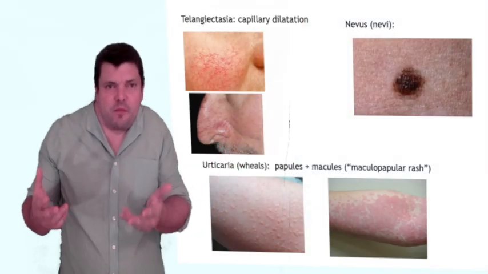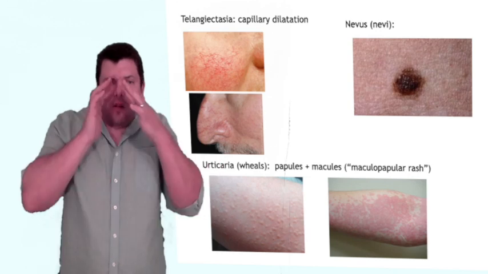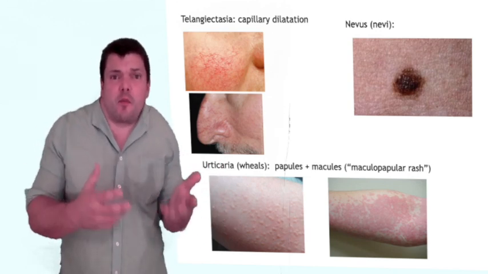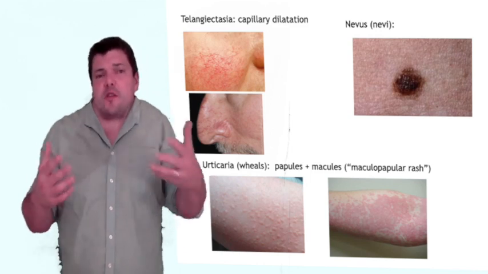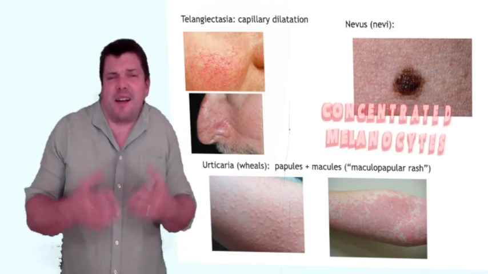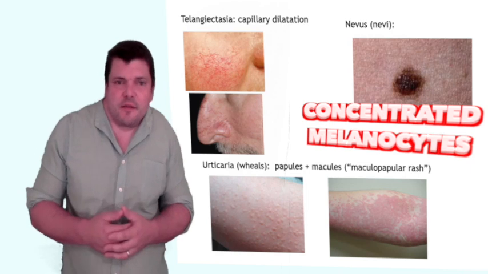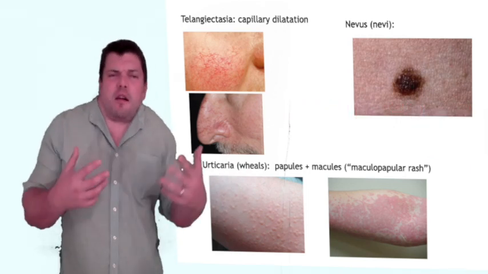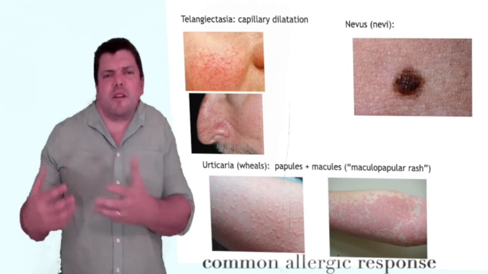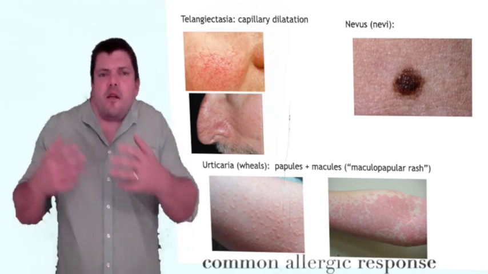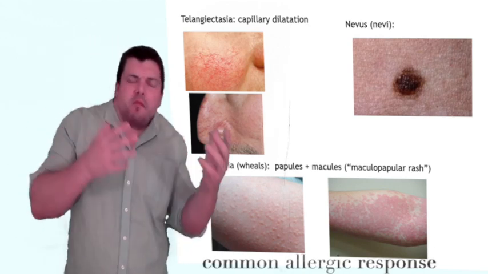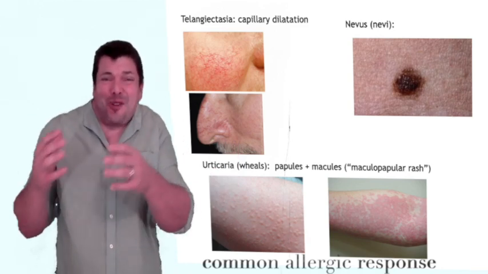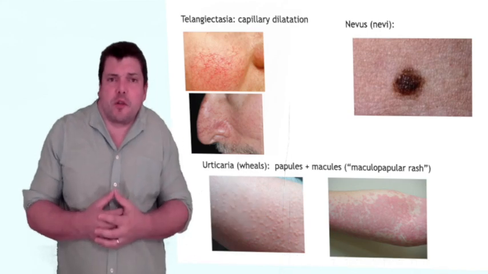Telangiectasias are simply capillary dilation close to the surface where you can see them. And matter of fact, you've probably seen this on someone already. And nevus is just the medical term for a mole, a collection of melanocytes. And you've seen this probably on yourself or other people. Urticaria is kind of a special dermatologic term because it indicates two things: papules plus macules. Oftentimes, clinicians will refer to this as a maculopapular rash.